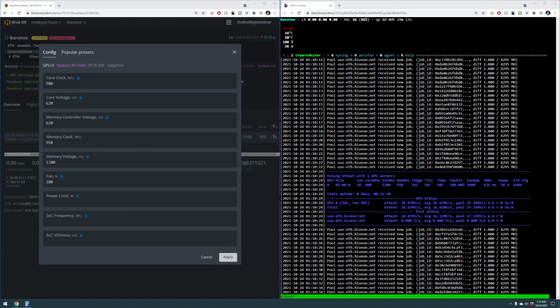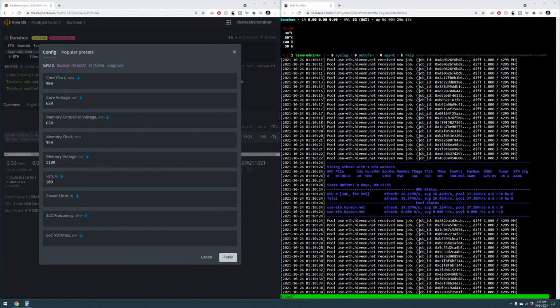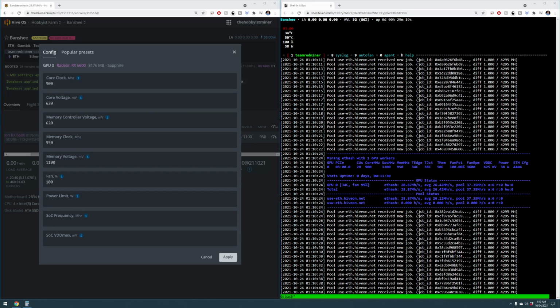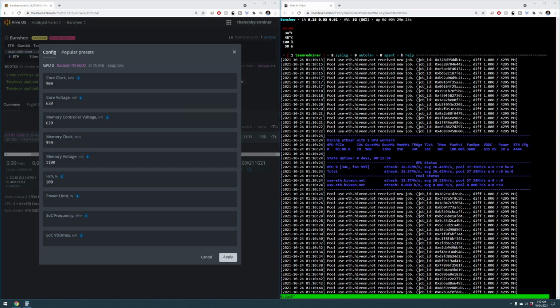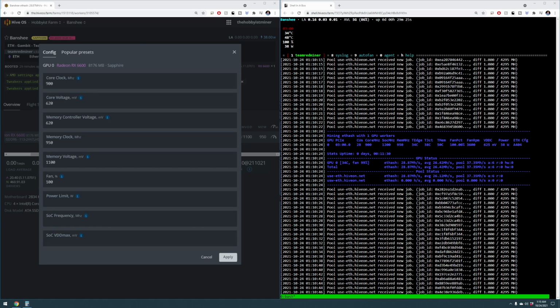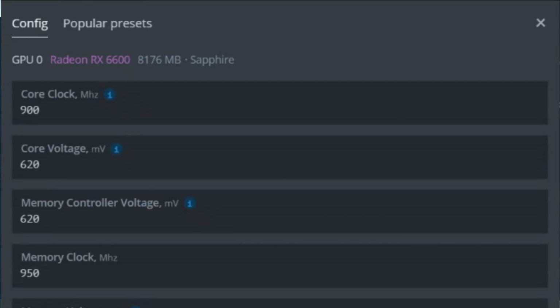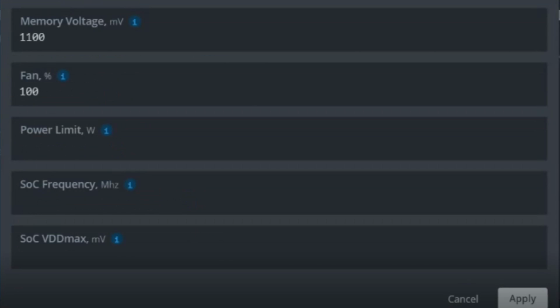Okay, so our overclock settings that we're using for our Sapphire Pulse 6600, I've tweaked these a lot and played with these a lot, and man, you don't see a lot of change. So our core clock, we're at 900. Our core voltage, we are at 620. Our memory core voltage, we're at 620. Our memory clock, we're at 950. Our memory voltage is 1100. And then we're running our fan right now just at 100% during our testing.